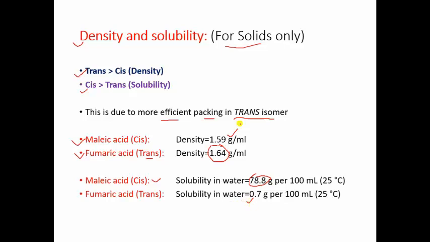These are the different physical properties we have explained, arising from the different configurations of geometrical isomers. So different geometrical isomers have different physical properties. In the next lecture we will study optical isomers. Thank you.